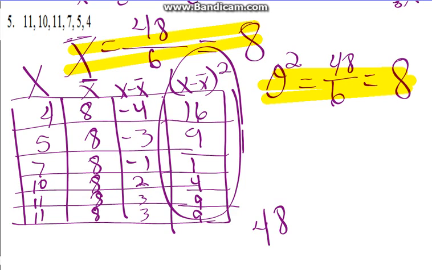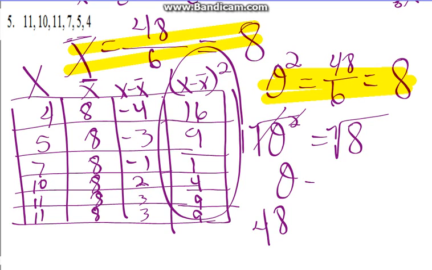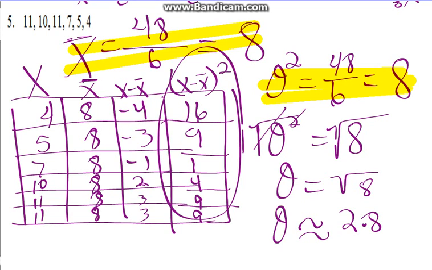Now to get our standard deviation, we're just going to solve this, right? So sigma squared equals 8. Then what will we do? Take the square root of each side, and now we get sigma equals radical 8. When you solve radical 8, it's about 2.8. So that's our variance, or excuse me, our standard deviation.